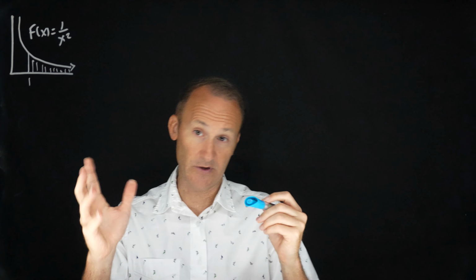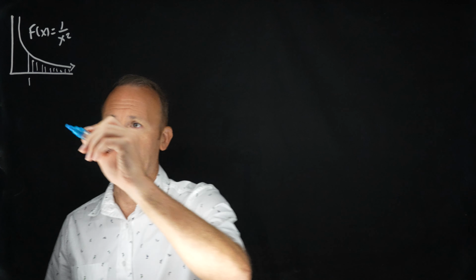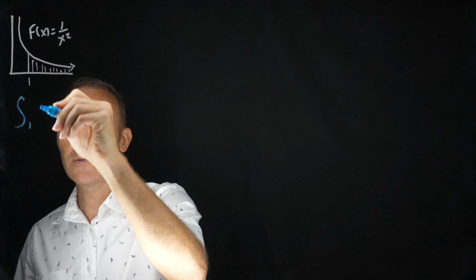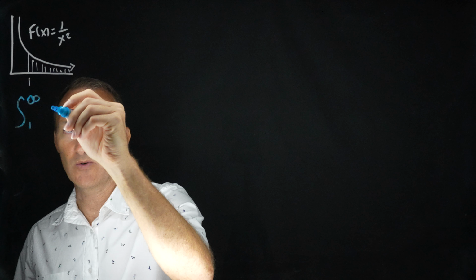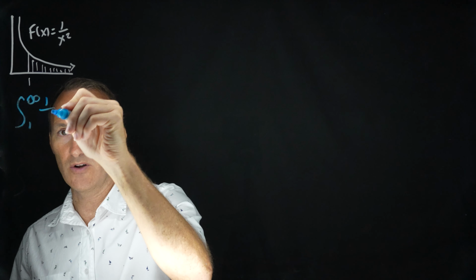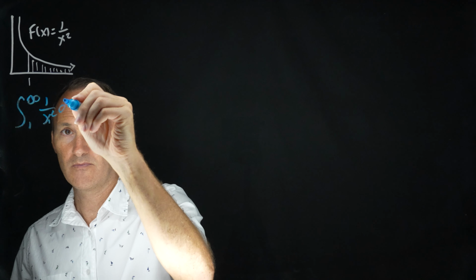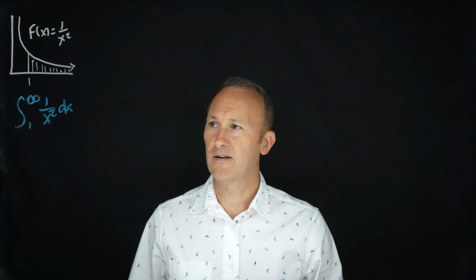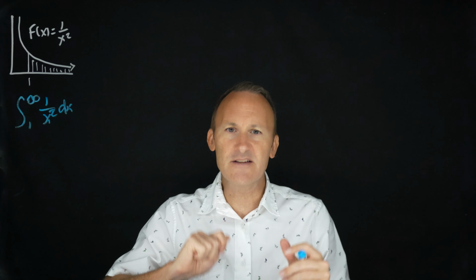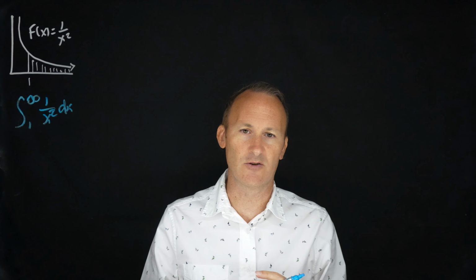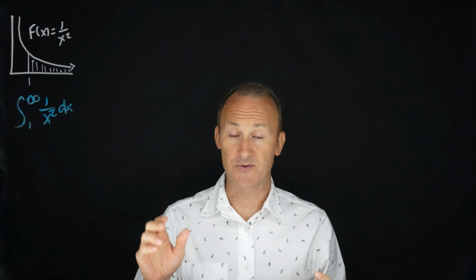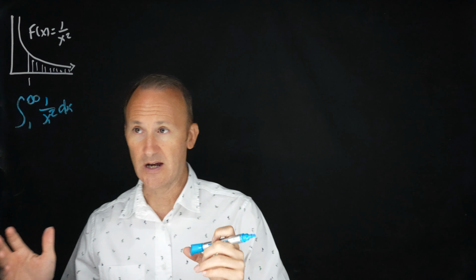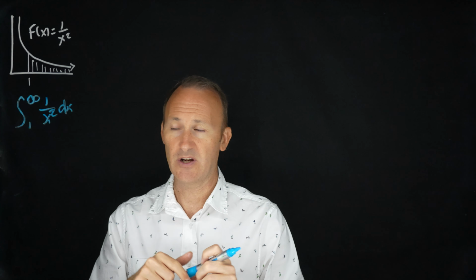So how can we figure this out? We can set up an integral. So let's look at the integral from 1 to infinity, right? This is what we want, of the function 1 over x squared. Now, this infinity is interesting because we have only dealt with integrals where the bounds are finite. And so it is a new concept to deal with integrals that have infinite bounds.